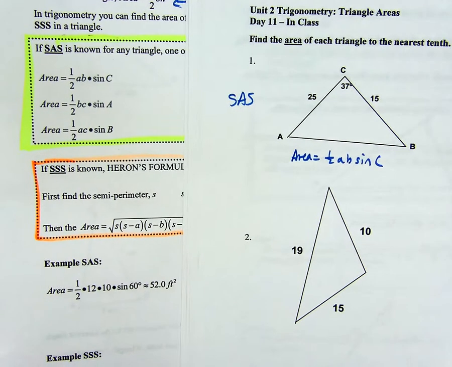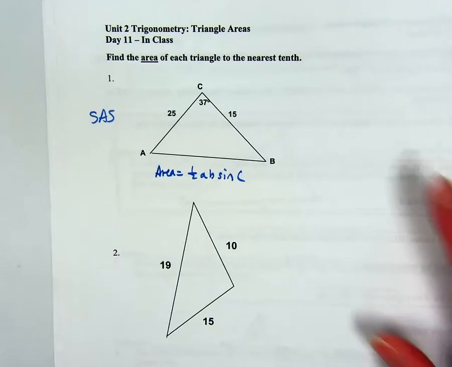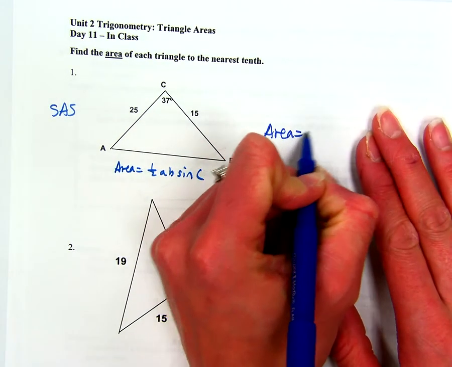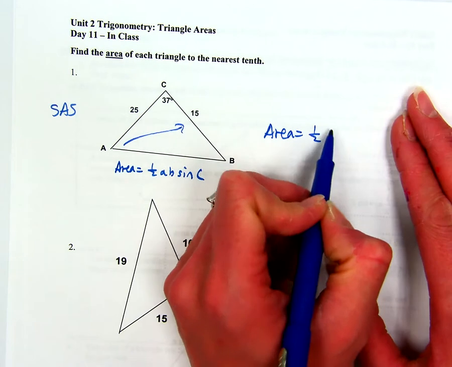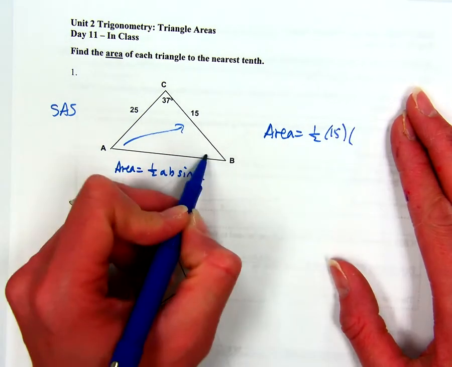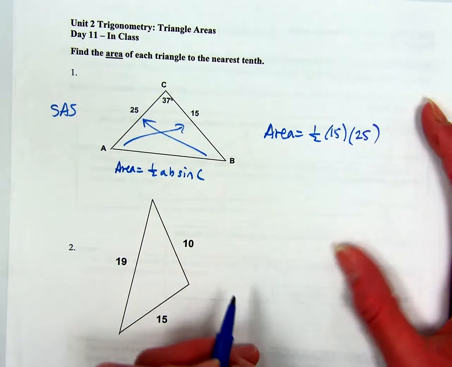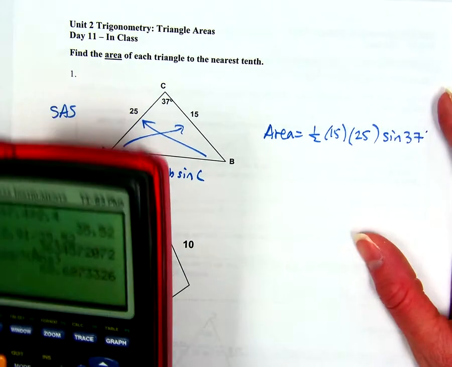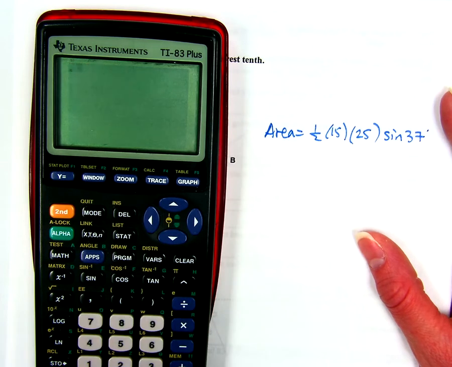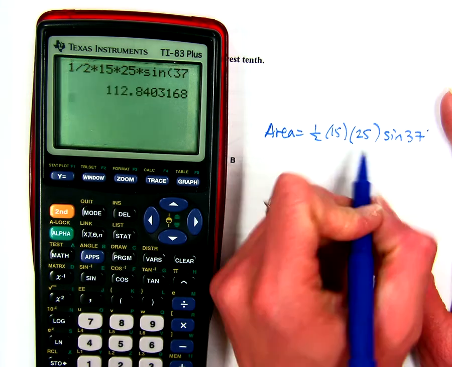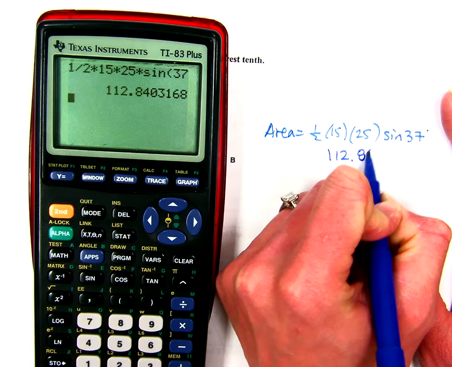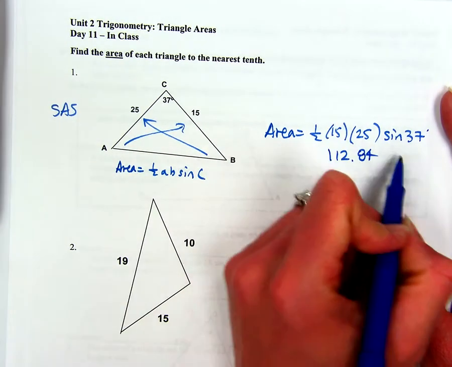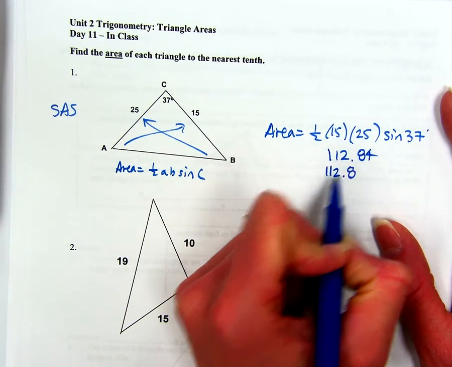All you need to do once you pick the correct formula is substitute the numbers in. So area equals 1/2. Side A is across from angle A, that's 15. Side B, across from angle B, that's 25. And angle C is 37. Then all it is is typing it in your calculator. This should be a pretty fast lesson. So 1/2 times 15 times 25 times sine of 37, you get 112.84. Oh, it says round to the nearest tenth, so we'll do 112.8.